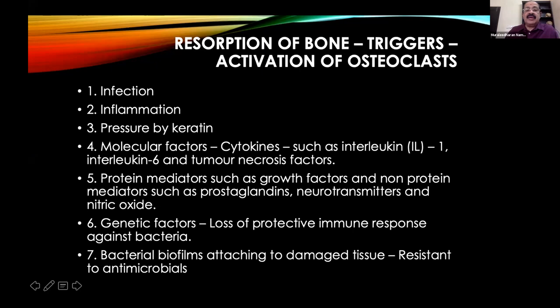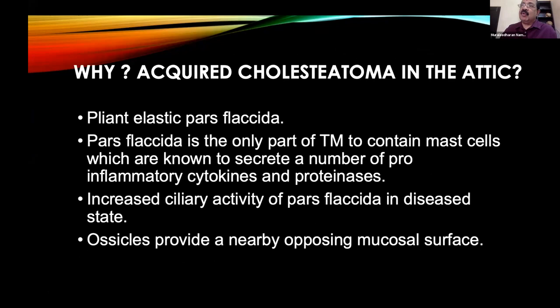Some of you may ask why the acquired cholesteatoma is more in the pars flaccida. The pars flaccida is a pliant elastic membrane, and it is the only part of the membrane to contain mast cells, which secrete pro-inflammatory cytokines and proteinases. And in the diseased state, this pars flaccida, the medial surface, has increased ciliary activity, and vesicles nearby the incus probably as an opposing mucosal surface. So when both of them meet, they adhere together, and by the contraction, they are pulled superiorly.